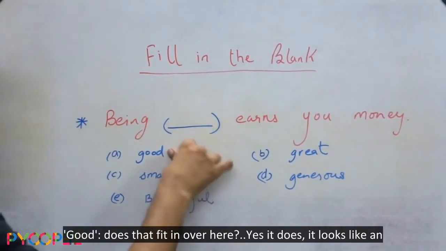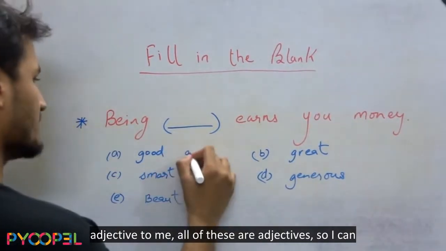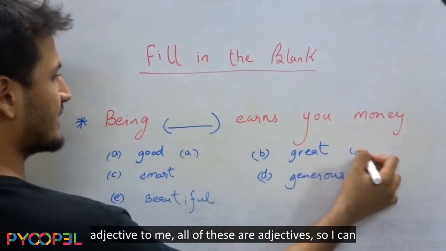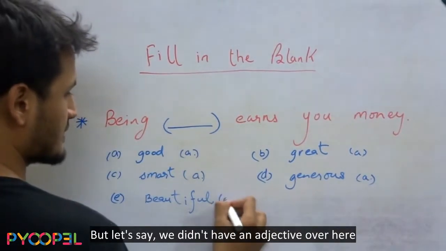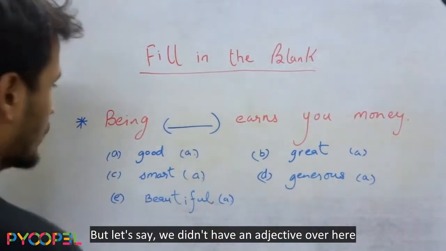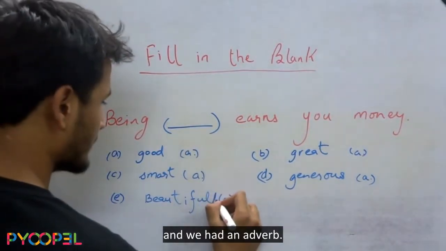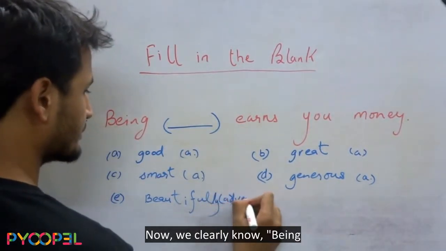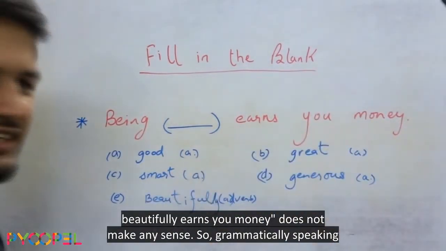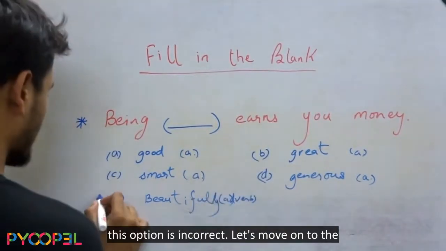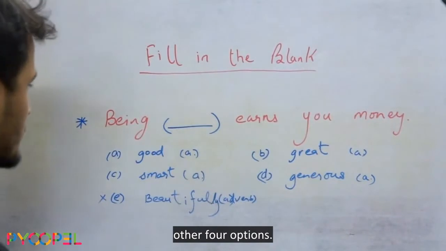I'll say good. Does that fit in over here? Yes, it does. It looks like an adjective to me, so I'll say maybe. All of these are adjectives, so I cannot actually negate any option based on that. But let's say we didn't have an adjective over here and we had an adverb. Now we clearly know being beautifully earns you money does not make any sense. So grammatically speaking, this option is incorrect. Let's move on to the other 4 options.